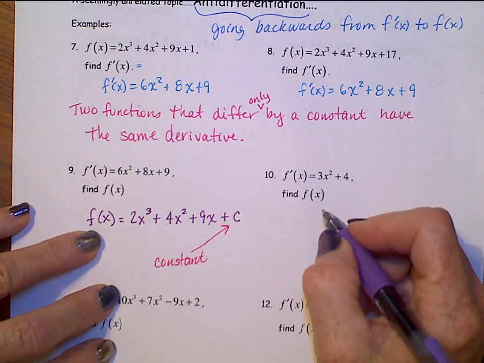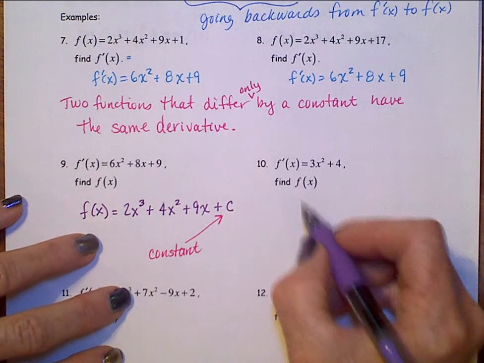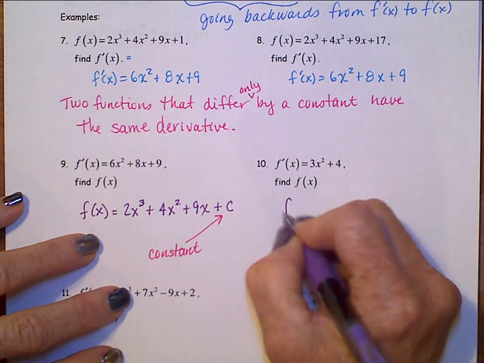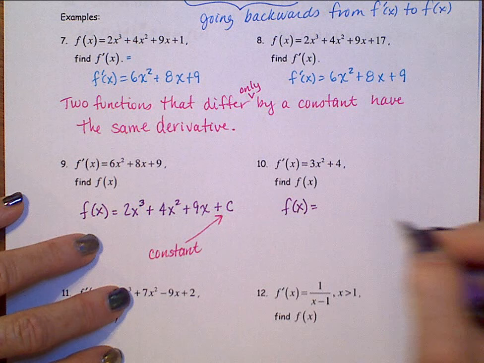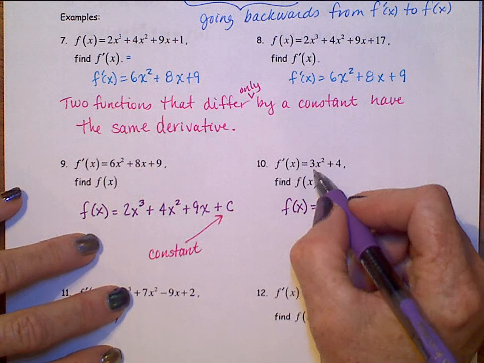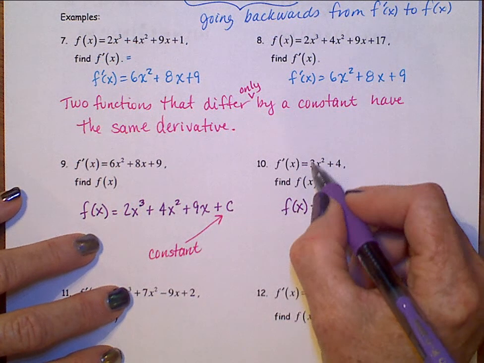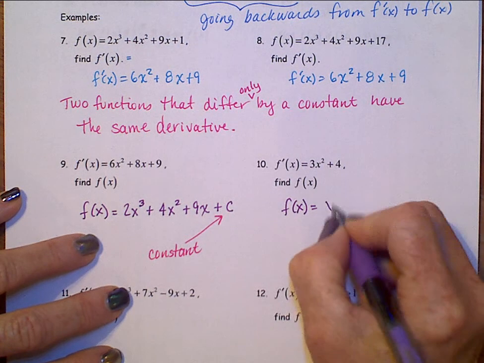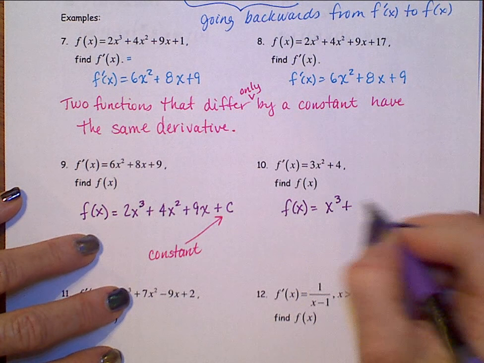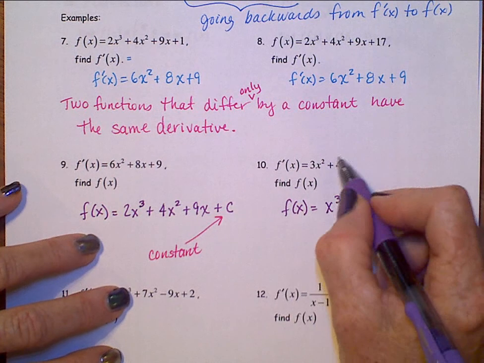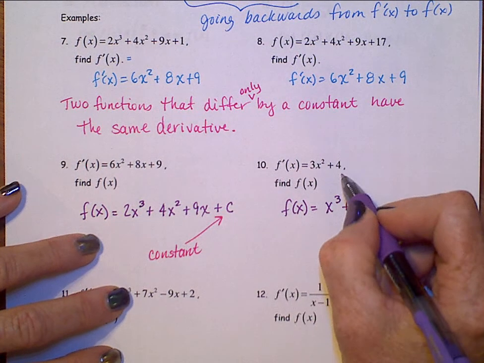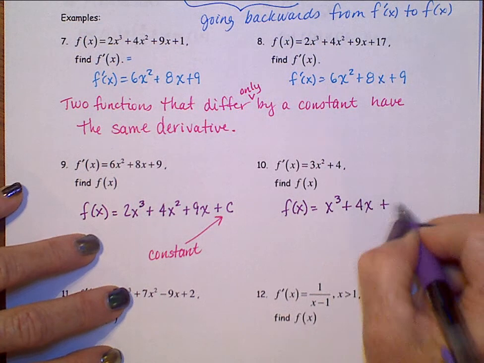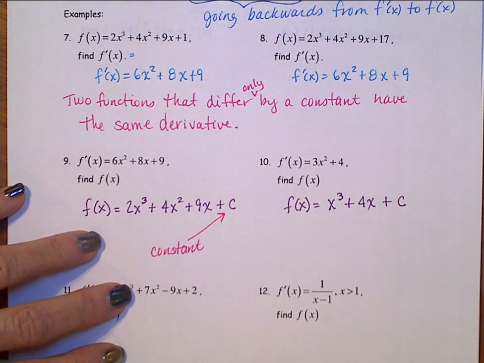So when we look at this one, if f prime of x is 3x squared plus 4, then to find f of x, we'll do an antiderivative, so we'll think backwards. What thing when you take the derivative of it gives you 3x squared? It would have to be x cubed plus, and what thing when you take the derivative of it gives you a 4? Yes, a 4x, and then plus that constant to handle some number that could be down there.